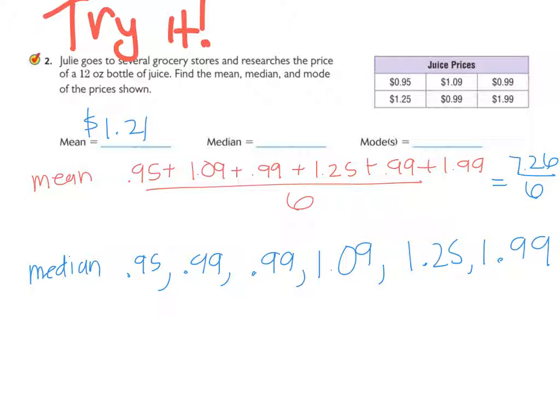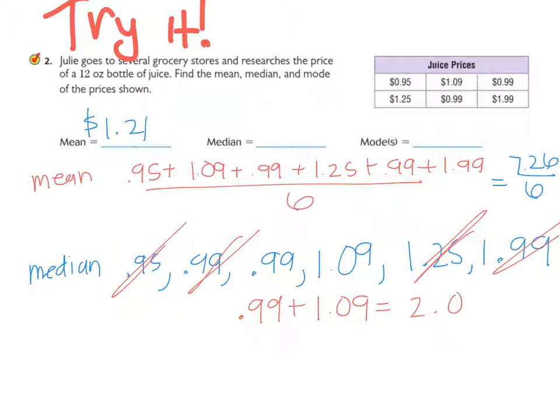Okay? Our median, I put them in order here. I'm going to check off a small one, check off a big one, check off a small one, check off a big one. Now I have 0.99 plus 1.09 because I'm finding the average, or the mean. Which will give me 2.08. I'm going to divide that by 2, which will give me $1.04. So that is my median.